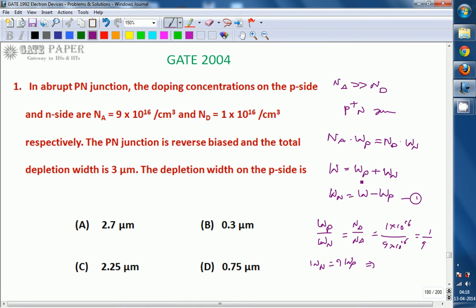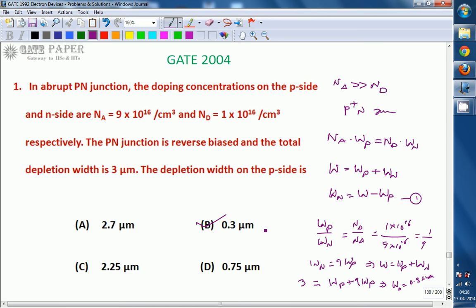What we know is W is equal to Wp plus Wn. So total W is equal to Wp plus Wn, and W is equal to 3 micrometers. Here we are interested in Wp, so we write Wp plus Wn as Wp plus 9 times Wp. So 10 times Wp is 3, so Wp is equal to 0.3 micrometers. So Wn will become 2.7 micrometers.